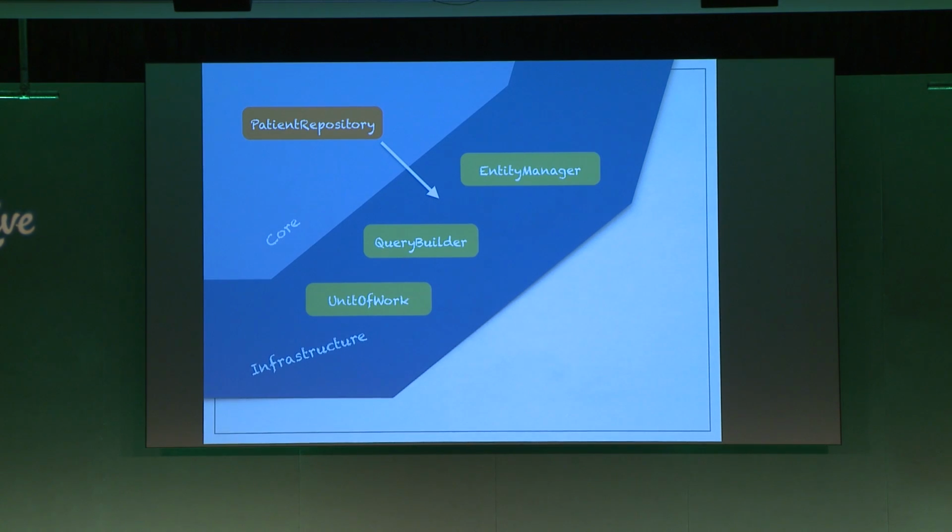And the patient repository, which I put in the core of the application, directly called things like an entity manager, a query builder, or a unit of work, all kinds of things which are in the infrastructure layer. And if you remember the diagram of dependencies for the application and the dependency rule, we can only point inwards. So we can only use things that are in our own layer or in a deeper layer. And this is actually pointing outwards.